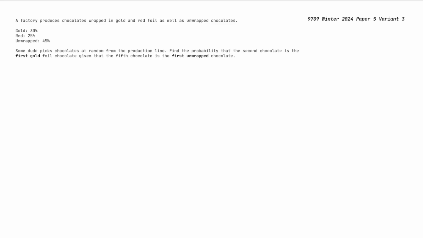Okay, so here I have the A Level Statistics paper with me, and this is the October-November paper of 2024. So this is 9709, Winter 2024, the most recent one. It just happened like 3 days ago, and this is Paper 5, Variant 3. And today we'll be going over a probability question, arguably the hardest part of the exam.